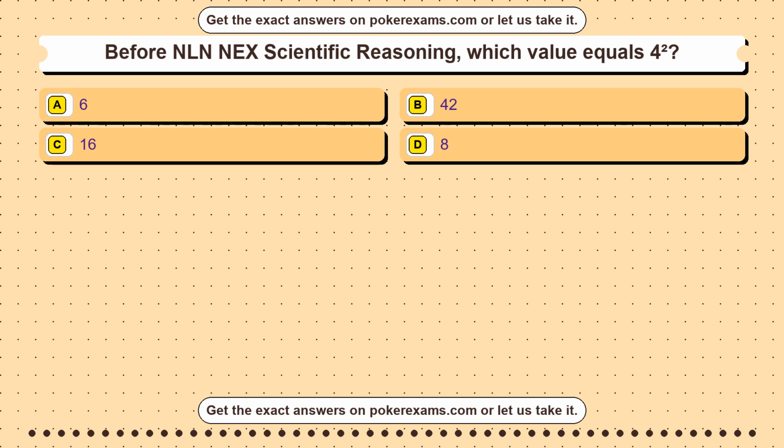Question 15. Before GED science practice test, which slope is shown by rise 6 and run 3? Option A 6. Option B 9. Option C 2. Option D 3.